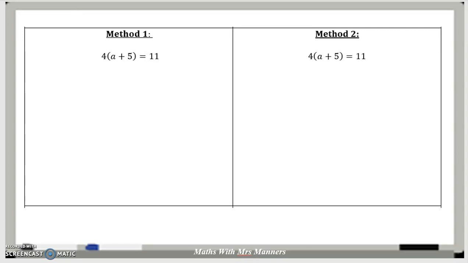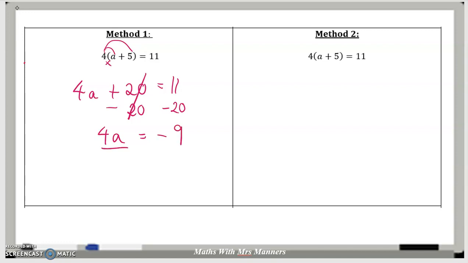All right, let's have a look again and decide, would you do method 1 or method 2? So method 1 will require me to expand the brackets, multiply. So we're going to do 4 times a, which is 4a, and 4 times 5, which is positive 20. And then I'm going to subtract 20 from both sides. The 20 minus 20 will give me 0, so I'm left with 4a equals 11 minus 20, which is negative 9. And then I will divide both sides by 4, giving me negative 9 over 4.